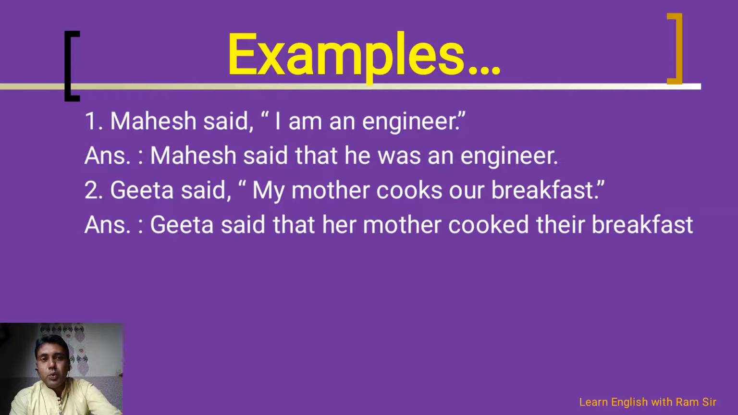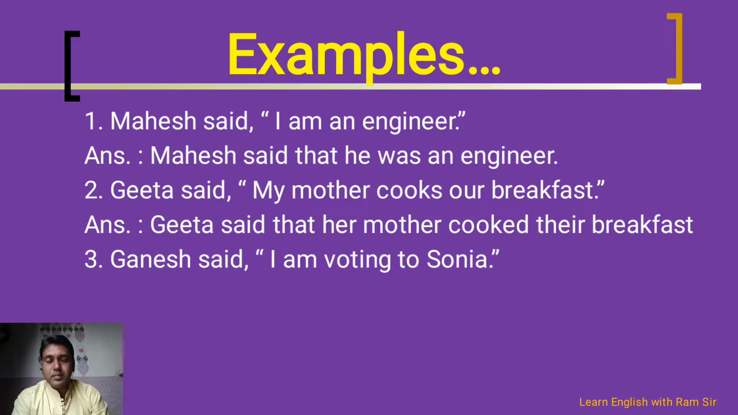So here we are going to take one more example. Ganesh said, I am voting to Sonia. The sentence is in present continuous tense, present progressive tense. Said is there. So you have to use the same reporting verb. That is Ganesh said that I will be converted into he.